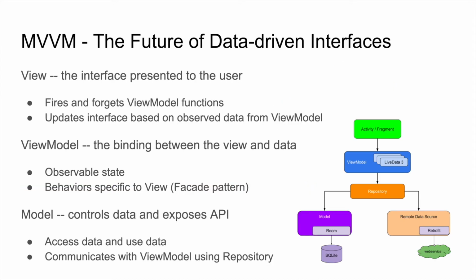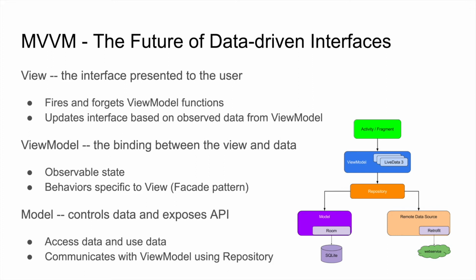Model view model is essentially the future of data-driven interfaces. It's broken up into three parts: the view, view model, and model, each with their own separate concerns and communication with only one other layer. The view is the user-most facing component of this architecture. It interacts with the view model by calling view model functions and then uses observables to watch the state in the view model and update the interface based on the data that's stored in that state.